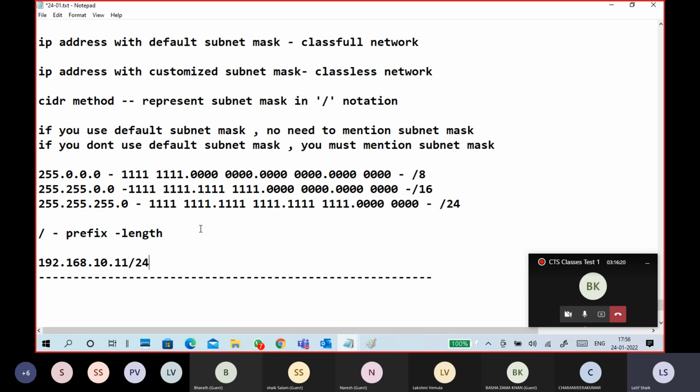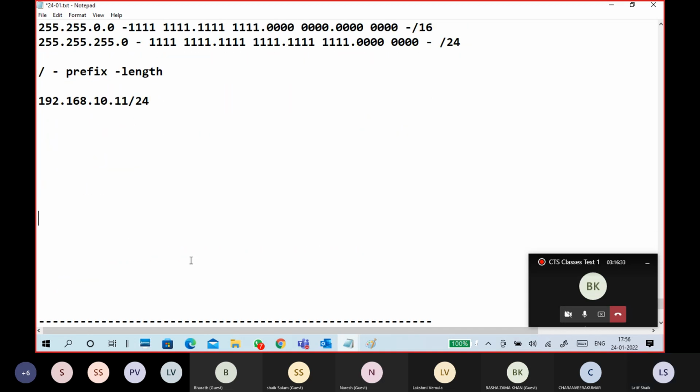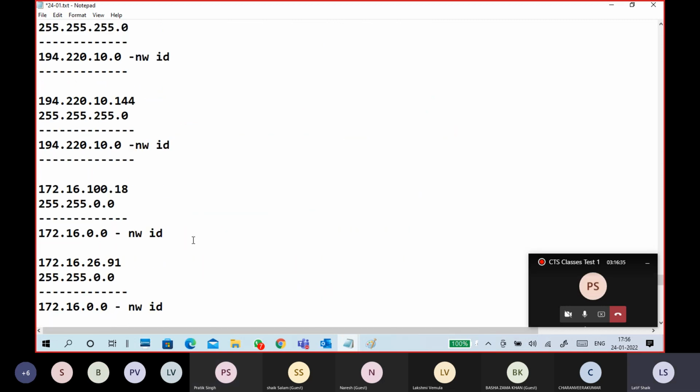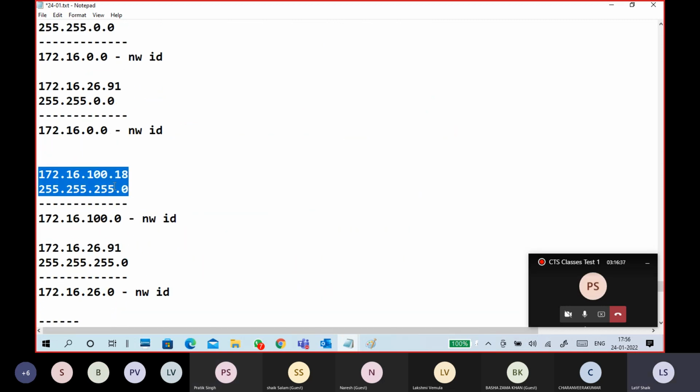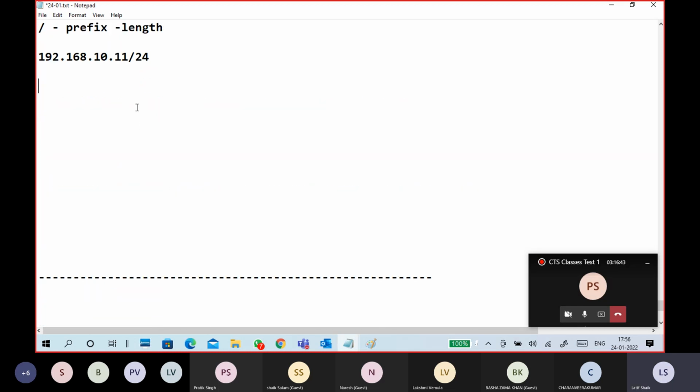So if you are using a classless network, it means not the default subnet mask, and compulsorily you have to mention the subnet mask. So one example of a classless network. This is a classless network. Which class is it? Class B, but I use a subnet. Okay, I will write something in a different way.